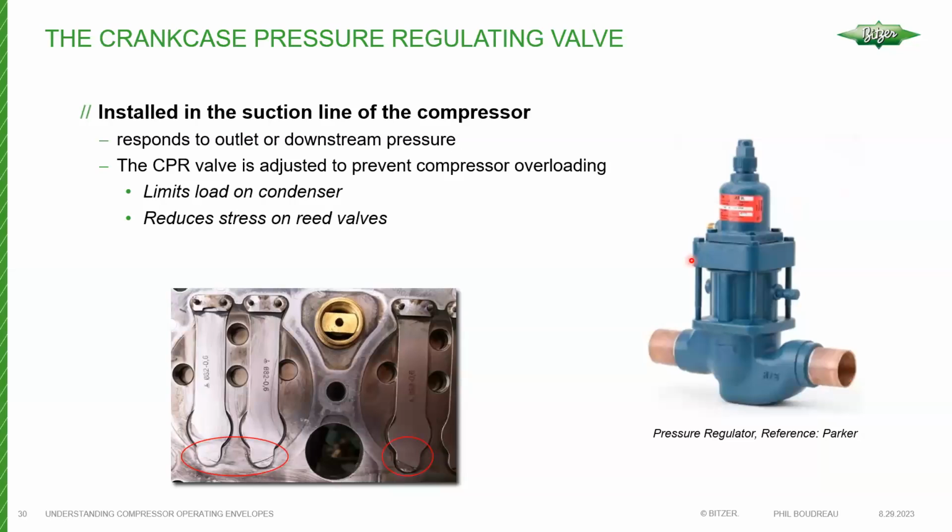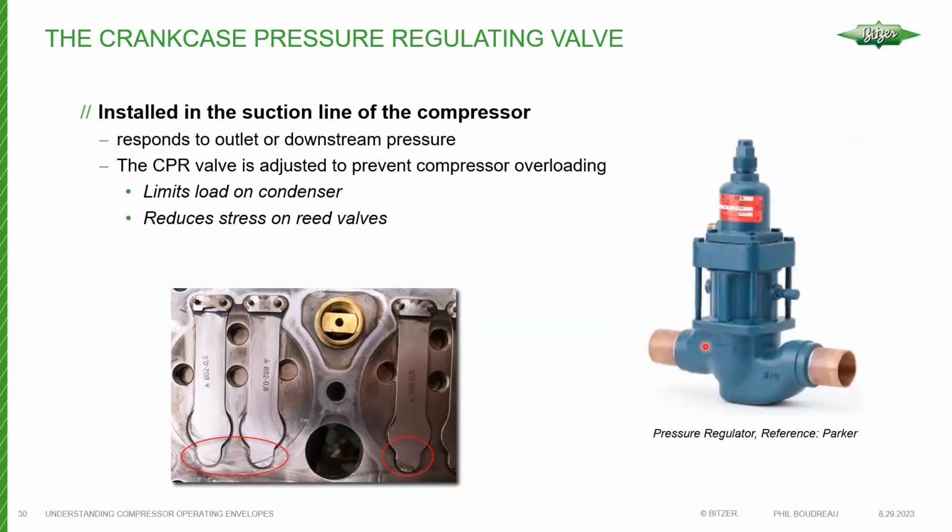So a crankcase pressure regulator valve is one way to limit the suction pressure entering the compressor. The crankcase pressure regulating valve, or CPR valve, is adjusted to prevent compressor overloading. Some are inclined to set these regulators based on amperage. I don't really recommend that, because amperage can change as your condensing temperature varies, and your saturated discharge temp. As the discharge pressure varies, amperage is going to vary even if you're holding a certain suction pressure. So the best way to do it is set the maximum outlet pressure of this valve.